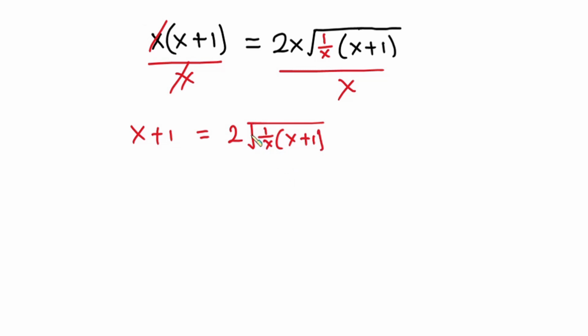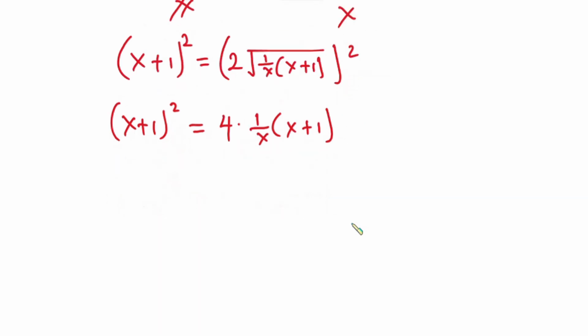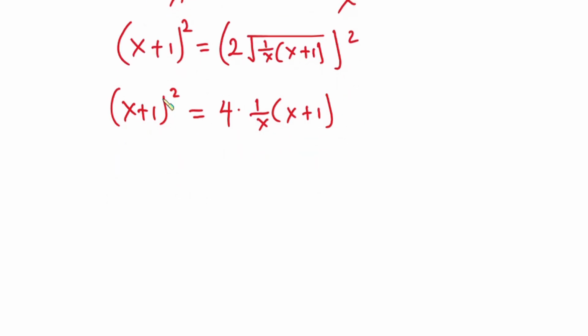Now I want to remove this square root from the equation, so I'll raise each side of this equation to the second power. Okay, so we have x plus 1 squared is equal to, now 2 squared is 4, then we have times 1 over x, x plus 1. Alright? I don't want to make things complicated, so I'll just keep the left hand side and then multiply each side of this equation by x. So we have x into x plus 1 squared is equal to 4 into x plus 1.